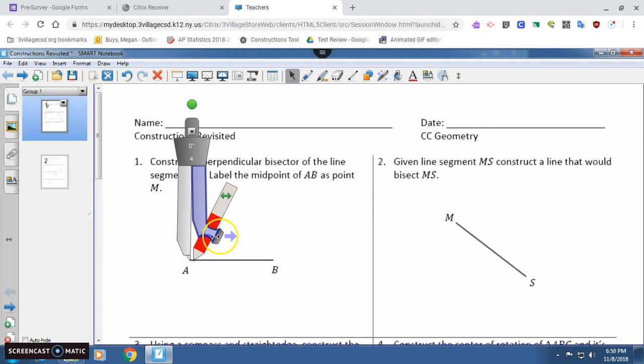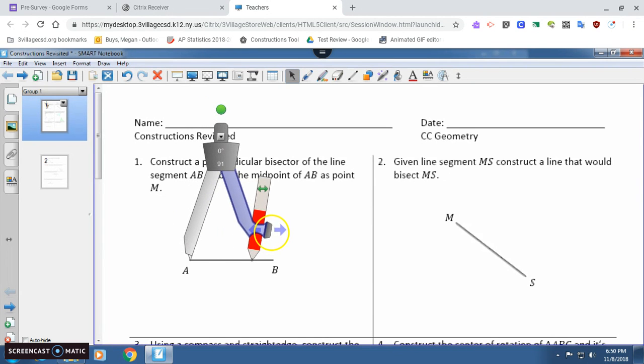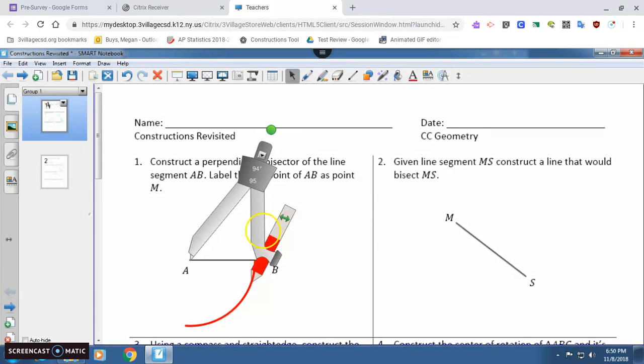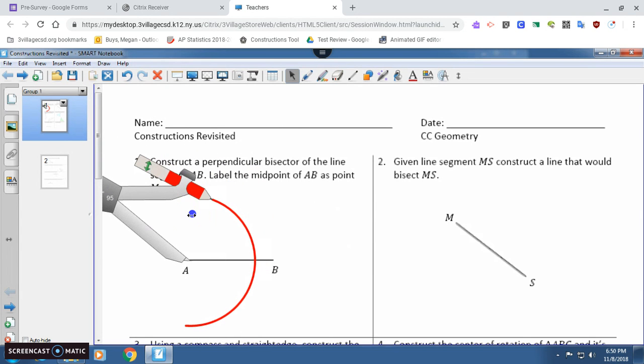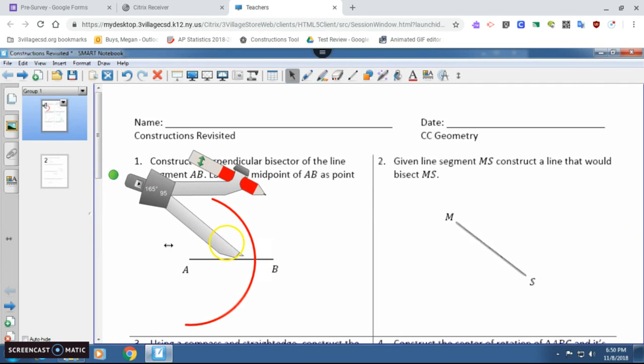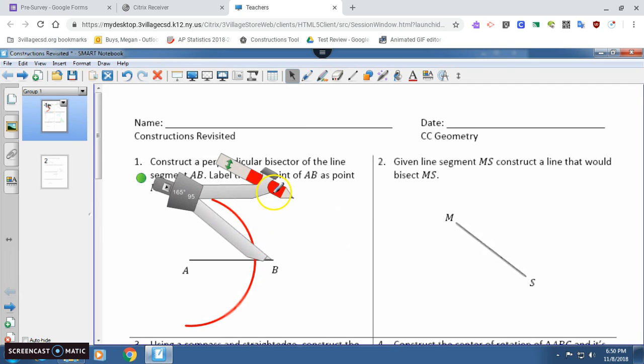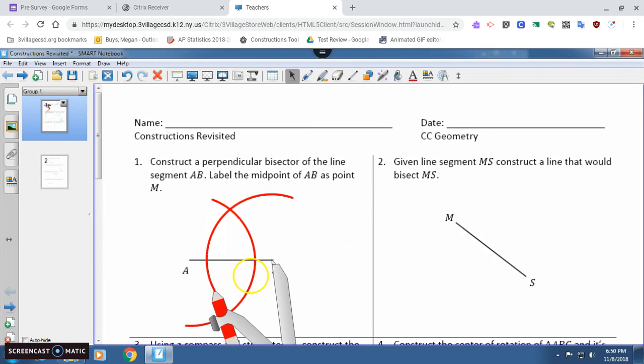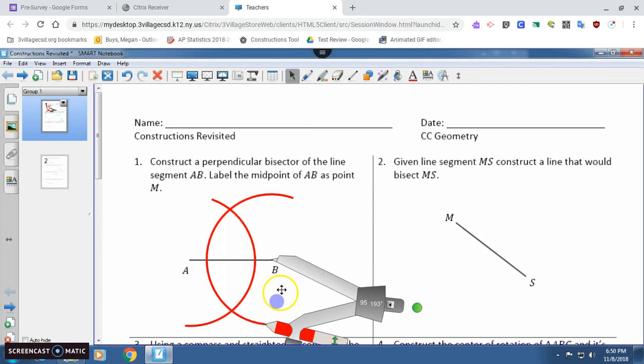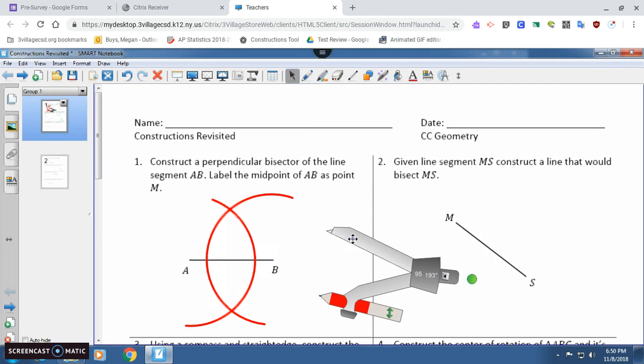So when I stretch out my compass, I want to be sure to go more than halfway. You can have different size arcs from the people near you, but as long as you're more than halfway, you could go the full length of AB. But notice how when I move from A to B now, I didn't change the length in between my compass. That's crucial. You could always go back and make sure, but you have to be sure that you keep that same measure in between the arcs.